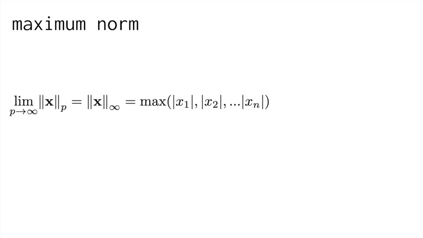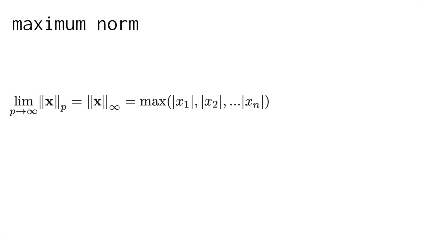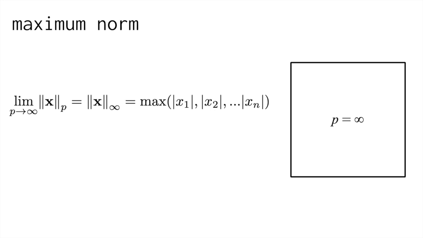And as p goes to infinity, the p-norm becomes the maximum norm, also called the infinity norm, the Chebyshev norm, uniform norm, or supremum norm. The maximum norm of a vector returns the component of the vector with the greatest absolute value. Visualized, our squircle becomes a square. And here's the equation for a unit square with a radius r sub p.